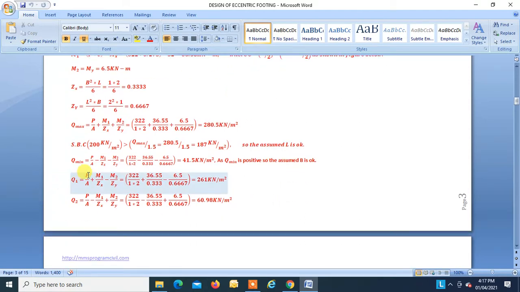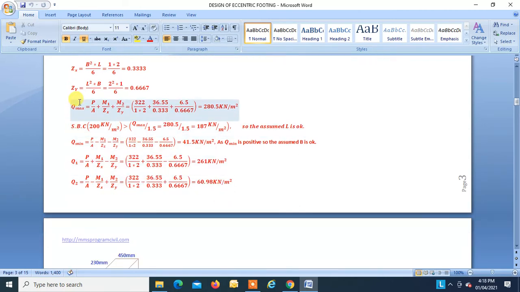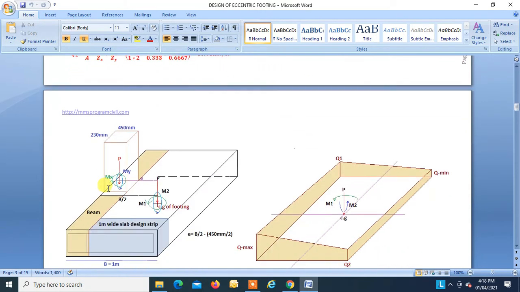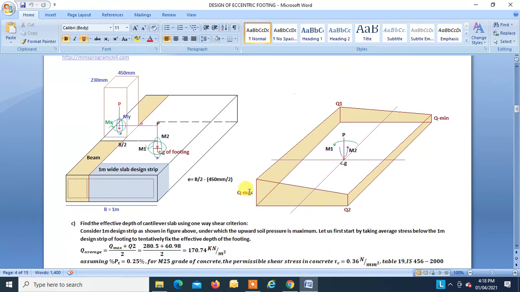So this is q1, that is P by A plus M1 by Zx minus M2 by Zy, equal to 261. This is q2, that is P by A minus M1 by Zx plus M2 by Zy, equal to 60.98. So this is how we get the four upward soil pressures at the four corners. Let me show you in this drawing. So this is qmax, this is q2, this is qmin, this is q1. This is the upward soil pressure acting below the footing.